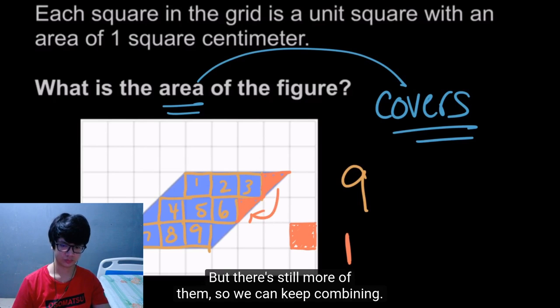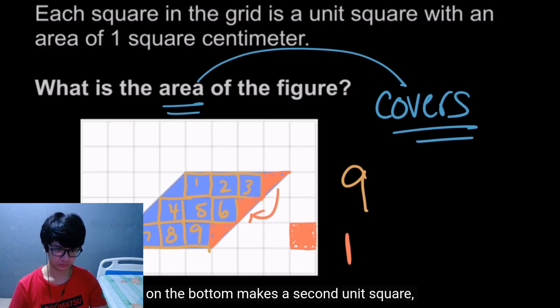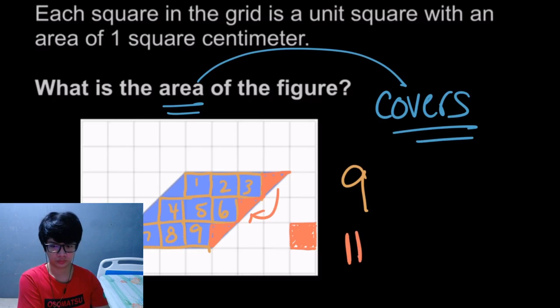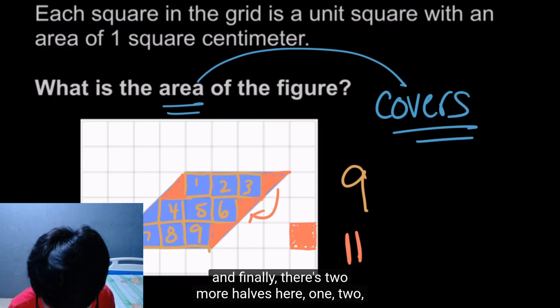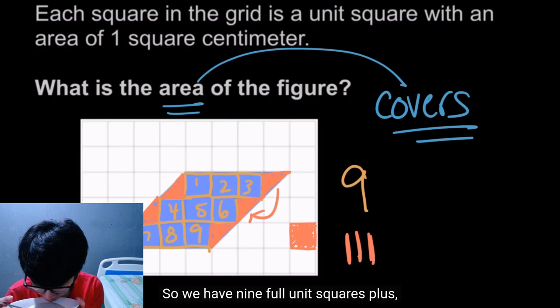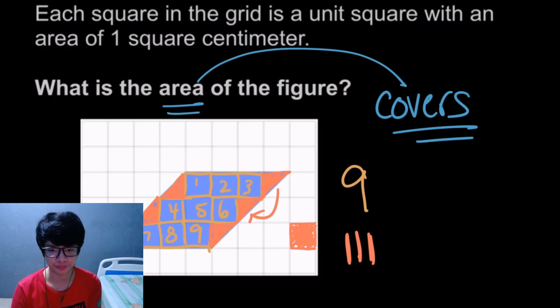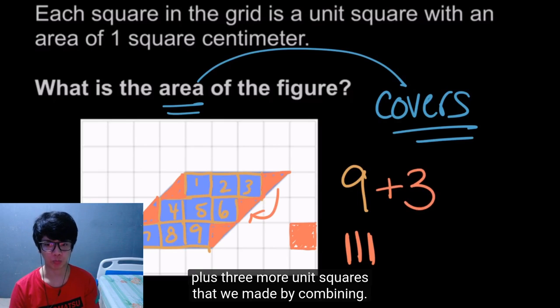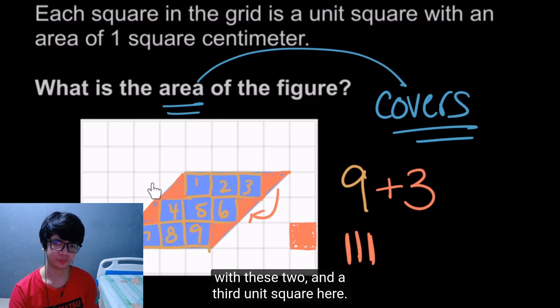But there's still more of them, so we can keep combining. This half unit square combined with the other one on the bottom makes a second unit square. 9, 11. And finally, there's 2 more halves here, 1, 2, which combine to make another whole. So we have 9 full unit squares plus 3 more unit squares that we made by combining. We made 1 by combining these two, a second unit square with these two, and a third unit square here.